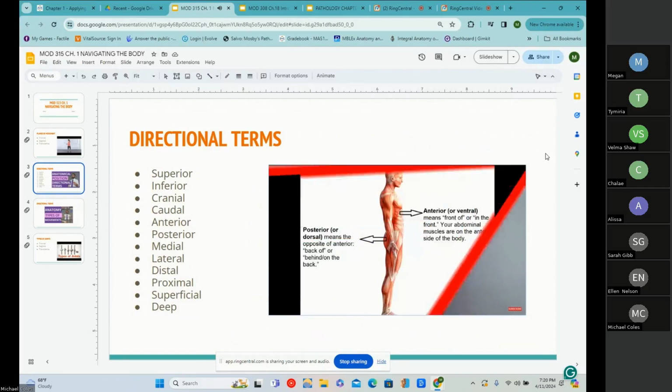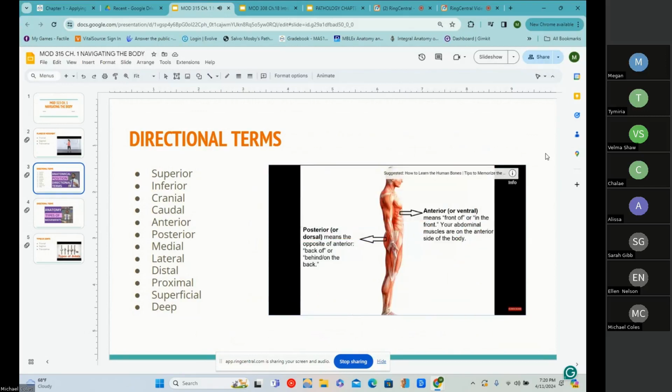The next pair of directional terms relate to the front or back of the body structure. Anterior, also called ventral, means front of or in the front. Your abdominal muscles are on the anterior side, and the easy way to remember that: abs are anterior. The word ventral literally means belly, by the way. Now your posterior or dorsal is going to be just the opposite. It means the back of, or behind, or on the back.